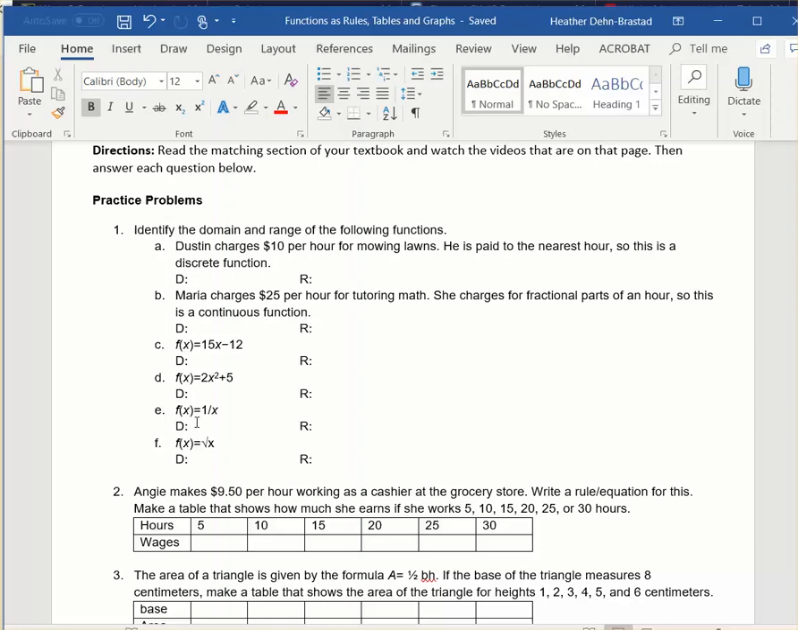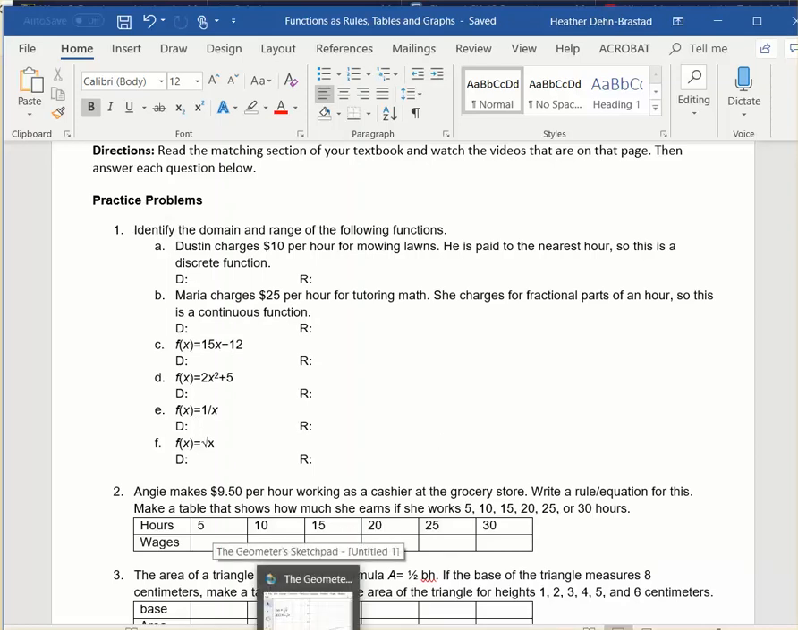In D, you might want to graph that one. If you graph it, you'll be able to tell better what the domain and range is. Same thing for E and F. For those, it would be easier if you graph them and then tell what the domain and range is.